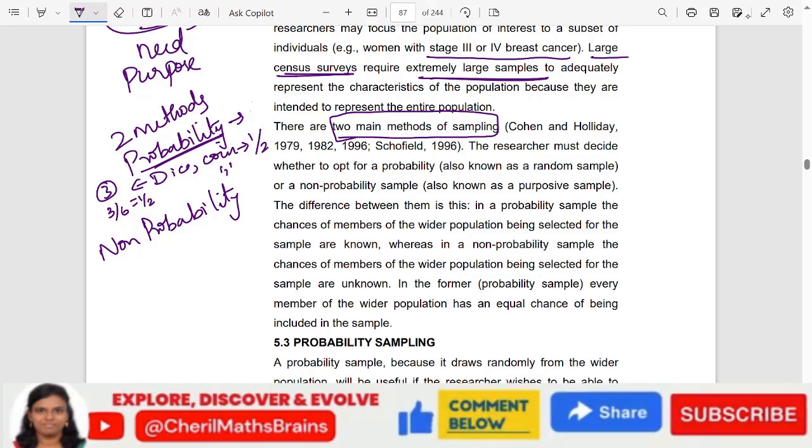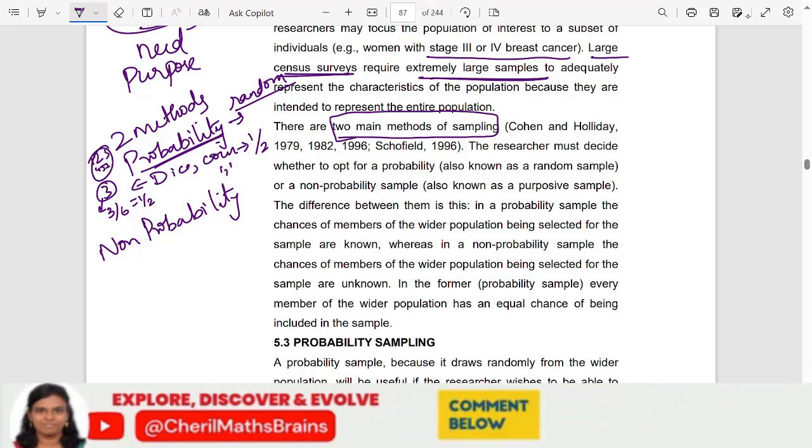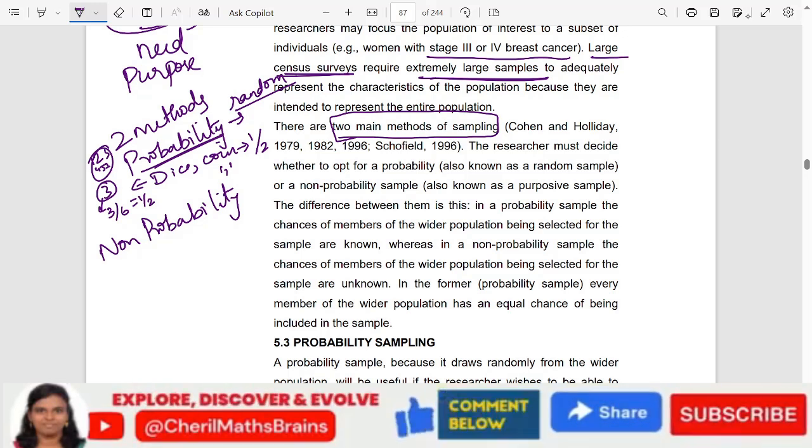So probability deals with randomness. You can get anything. It is not that you will get only 3. You can get 1, 2, 3, 4, 5, 6, anything. That is random. There is a random chance that I will get 3. You cannot even predict it.